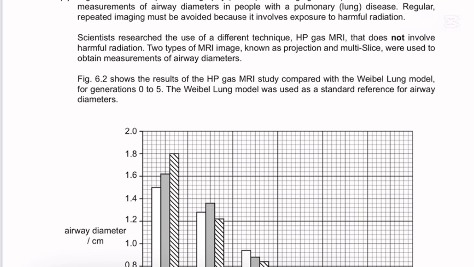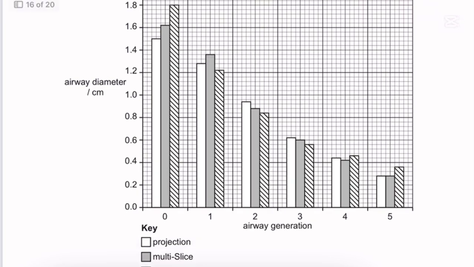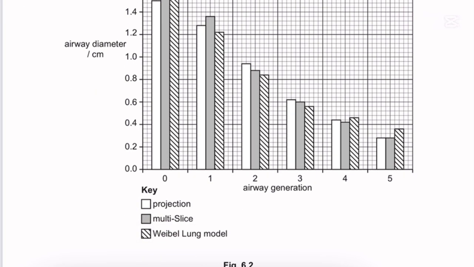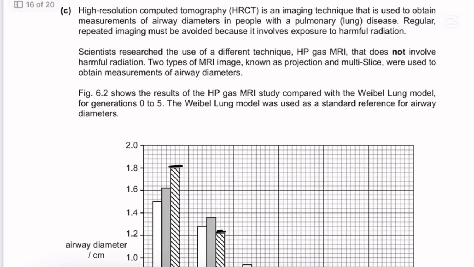Now figure 6.2 shows the results of the HP gas MRI study compared with the Weibull-Long model, for the 4 generations 0 through 5, and the Weibull-Long model was used as a standard reference for the airway diameters. So the airway diameters, we have projection, multi-slice, and Weibull-Long model. You can see this is the standard diameter. And then here we have the comparisons with multi-slice and with the projection.